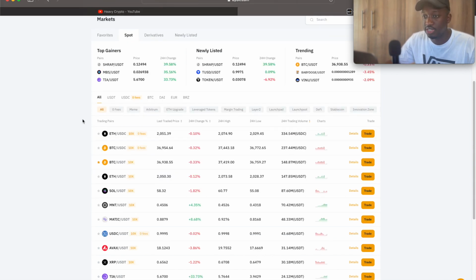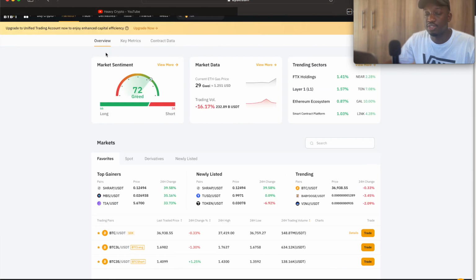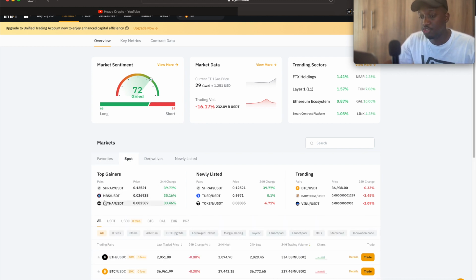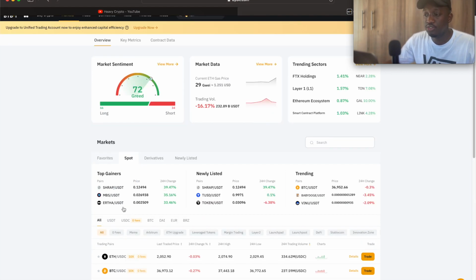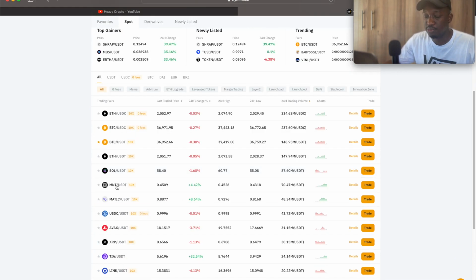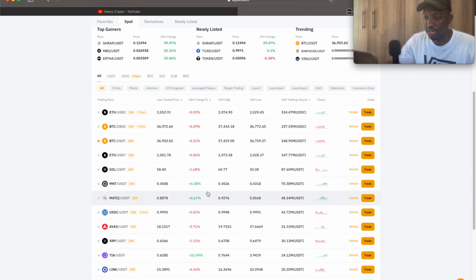But right here we can see that we have favorites. So for example, if you click any coin as your favorite, it's gonna go under this tab right here where it's written favorites. If you click spot trading, it's gonna show you all the pairs that are listed under spot trading. So these are pairs that you can trade on spot. Spot trading simply means buying and selling cryptocurrencies. Going forward, you can see that under spot trading we have all the pairs that are listed on Bybit. Right here we have Ethereum, Bitcoin, Solana, and all that stuff.